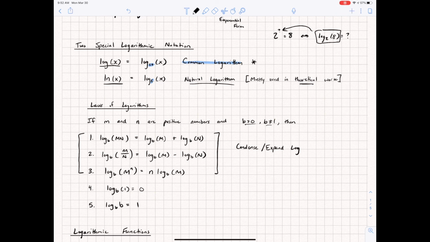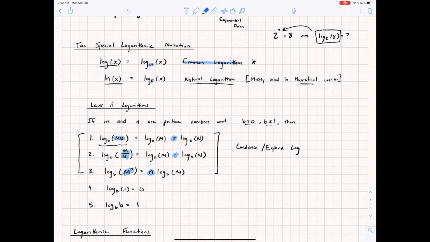Again, if I have a single log where there is a product on the inside, then I can express it as two logs of the same base, one containing m, one containing n. But again, the highlight is that if it's a product, we add. If I have a division inside of a logarithm, I can express that as two individual logs with a minus in between. If I have something raised to a power on the inside of a logarithm, I am allowed to bring that power to the front.